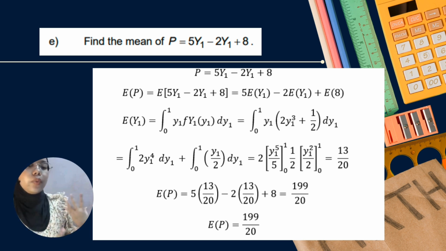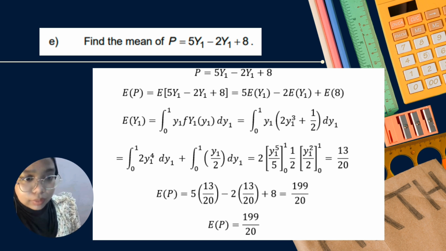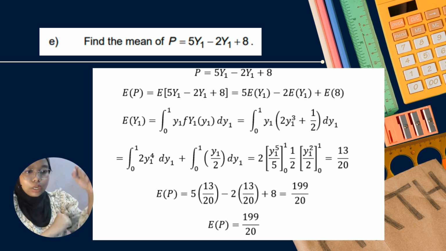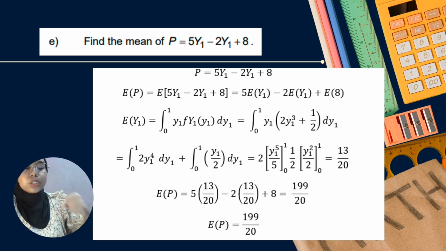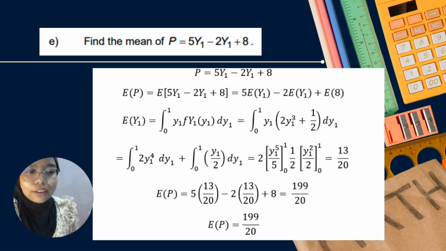Now the only thing that we have to do is find the value of E[y1]. How do we find it? We have to integrate with respect to y1, over the range from 0 to 1, using 2y to the power of 3 plus 1 over 2 with respect to y1. After integrating it, you will get that E[y1] equals 13 over 20. Then you just substitute the value into the previous equation, and your final answer will be 199 over 20.